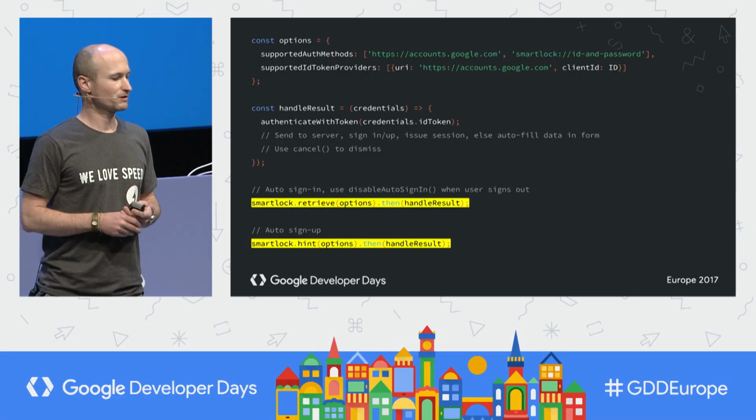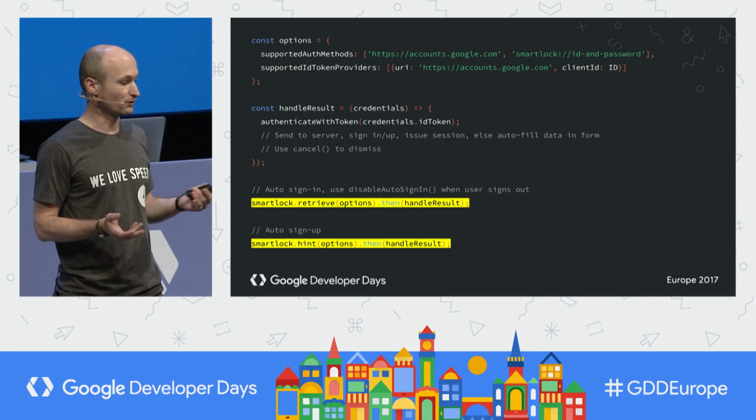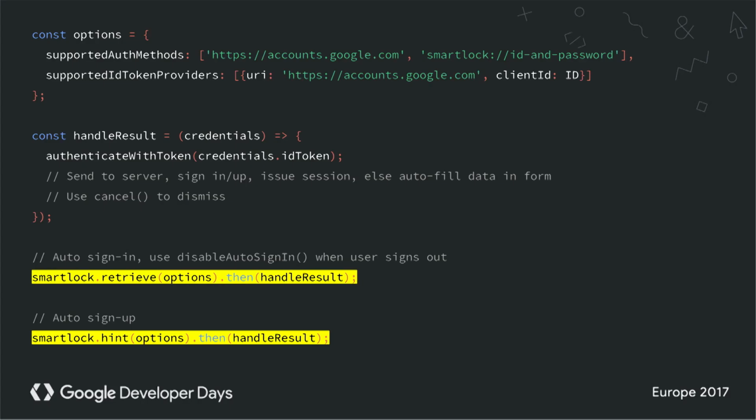So how can you use that? Essentially, there are 2 API calls that you can make. For auto sign-in, you can use smartlock.retrieve. And for auto sign-up, you can use smartlock.hint with a couple of configuration things. So as I said, you're not supposed to understand this code in this short time. This is just for you to get an idea about what is possible, or will be possible pretty soon.